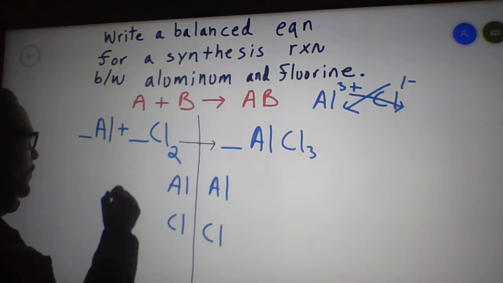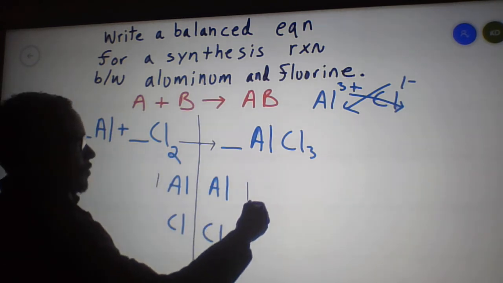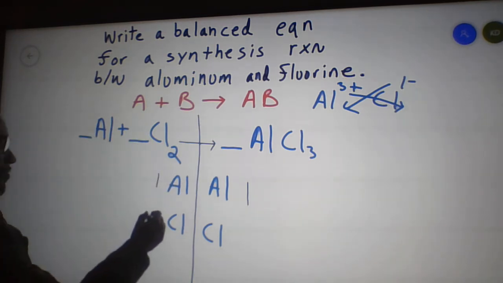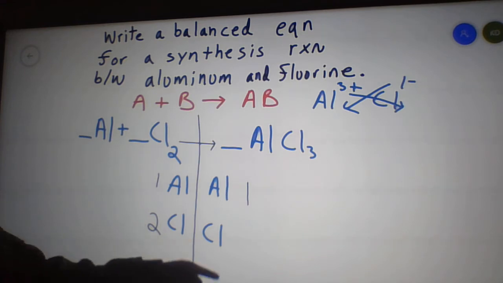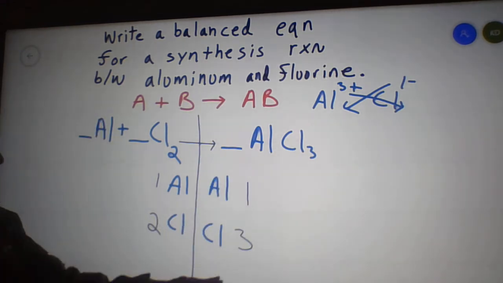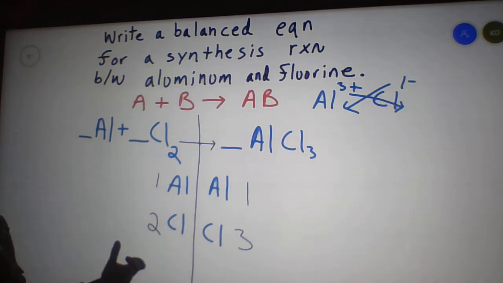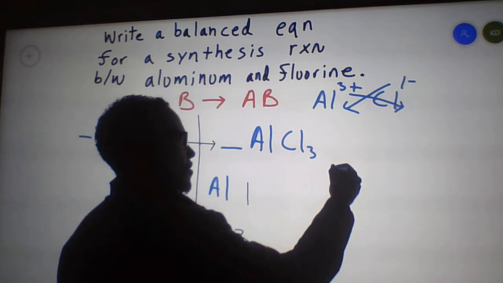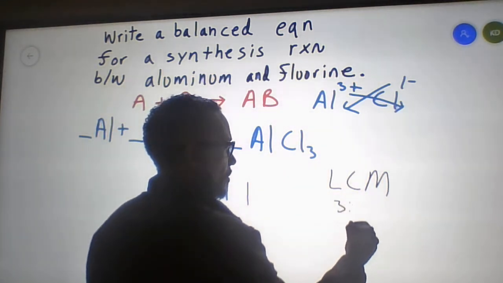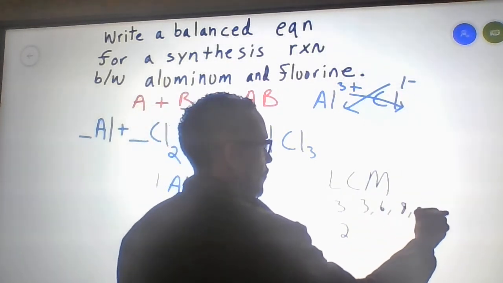So we have 1 aluminum on this side. On this side, we also have 1 aluminum. Okay, those are balanced, no problem. All right, over here we have 2 chlorines. Over here we have, oh, this is 3 chlorines. These are not balanced, so I need to balance those. To balance them, I'm going to use the least common multiple. So let's look at the least common multiple, 3, 2. Multiples of 3 are 3, 6, 9, 12, 15.